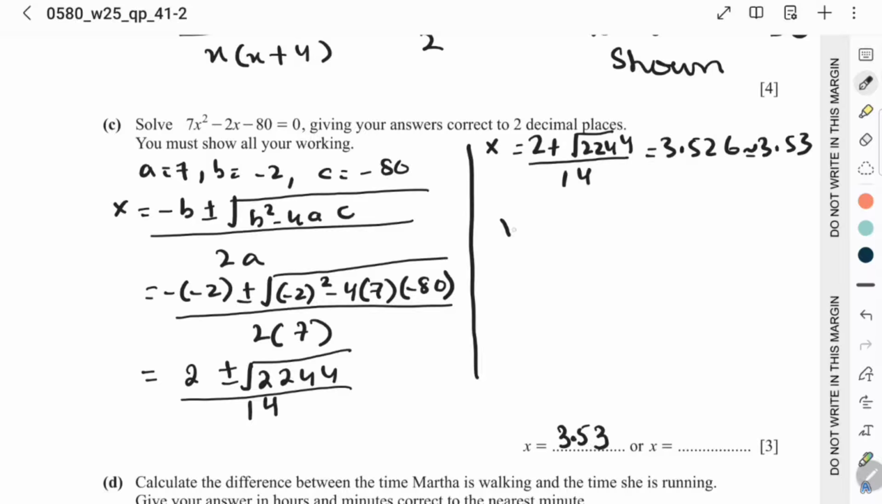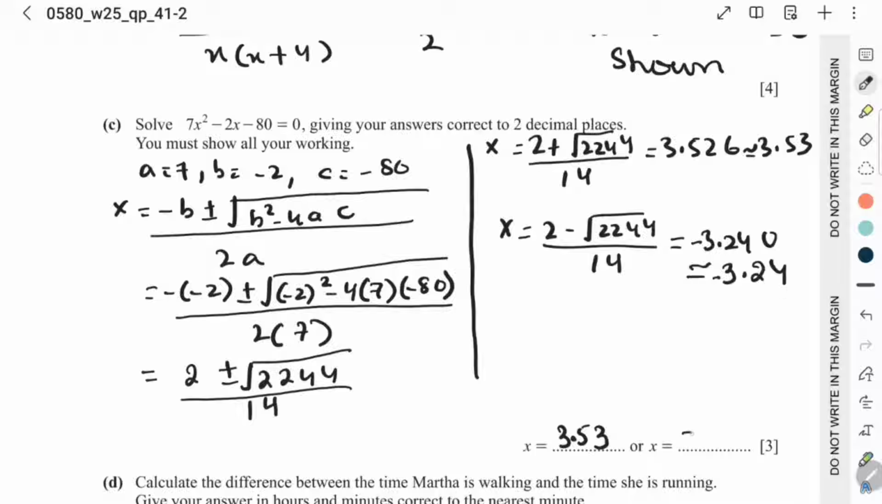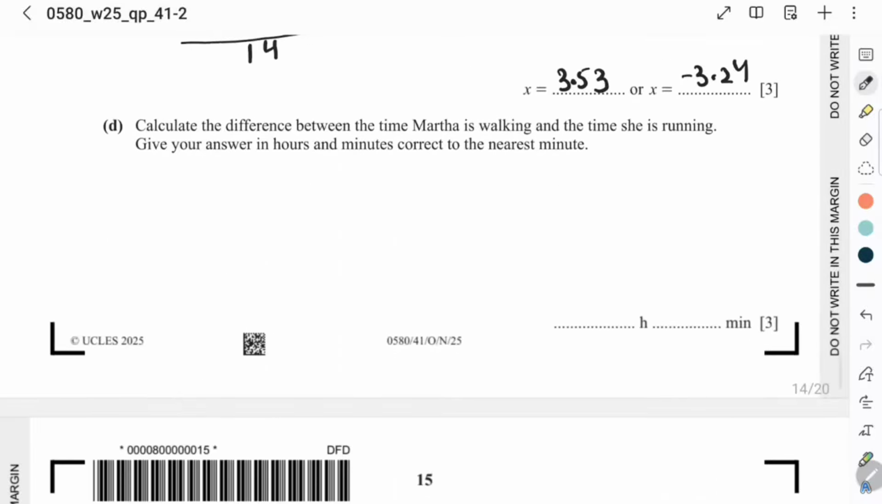The second answer, x equals 2 minus square root of 2244 upon 14. This will be minus 3.240, or you can write down minus 3.24. So the one answer is 3.53 and the other answer is minus 3.24. Okay, go to the next part.